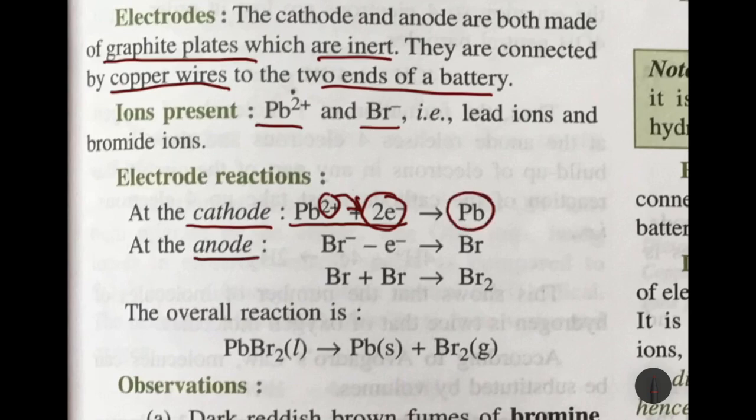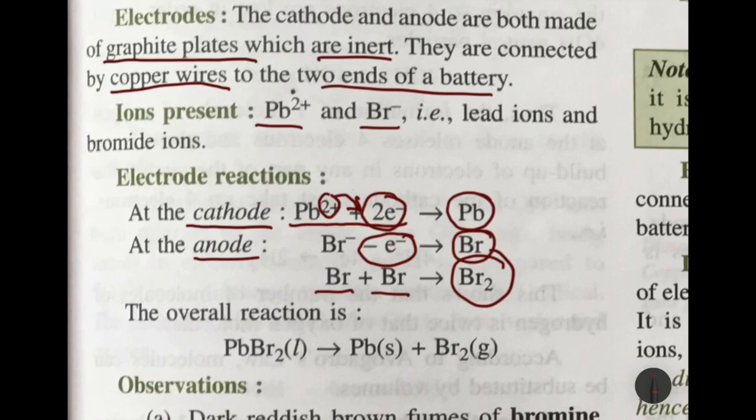At the anode, the negative bromide ions will go towards the anode, and there it had become negative by accepting one extra electron. So that extra electron must be given away. Minus one electron and you will get one bromine atom. Two bromine atoms at the anode will come together to form bromine gas, and you know the color of bromine gas is reddish brown.